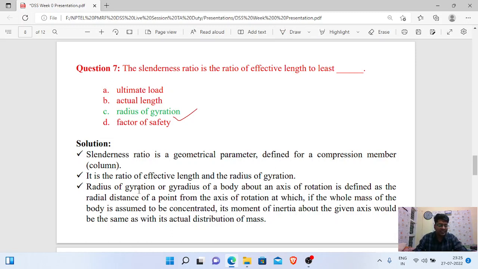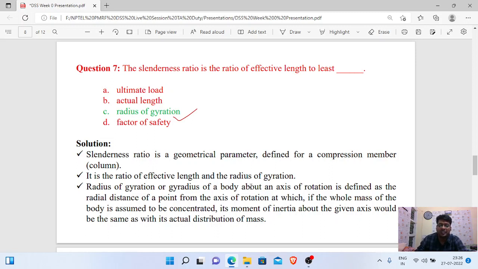Now in the discussion forum, one student has asked what the slenderness ratio is. I think this is clear now. It is a geometrical parameter defined for compression members, and mathematically it is represented as effective length upon radius of gyration. Now the point is, what is radius of gyration, sometimes also called gyradius of a body?